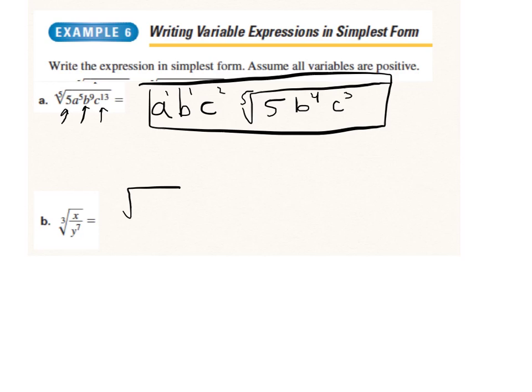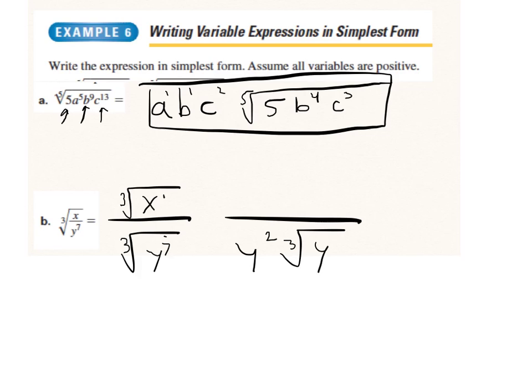We take cube root of x, and we separate cube root of y to the seventh. Well, cube root of x has a power of 1. I can't do anything with that. But cube root of y to the seventh, I take 7 divided by 3 is 2. So y squared is going to come out. Then I have the cube root of y, and over top the cube root of x.